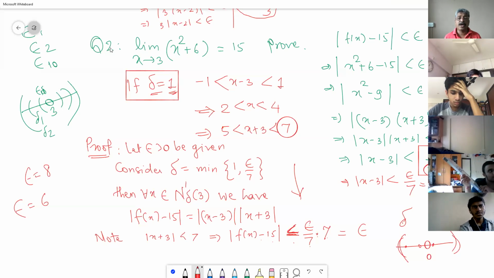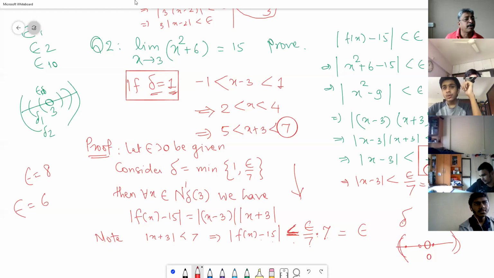You are supposed to find out delta, and delta is the absolute value of x minus 3. You are supposed to stay in the vicinity of 3. How much vicinity? Delta vicinity of 3. Therefore, x minus 3 is important. Given epsilon, you are supposed to find out x minus c. Okay, good. Hope you have understood it.